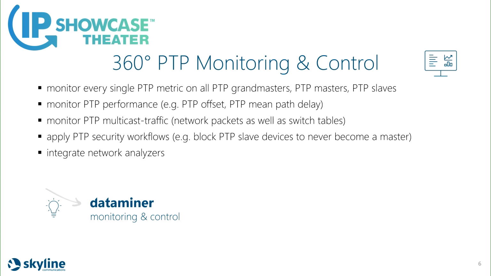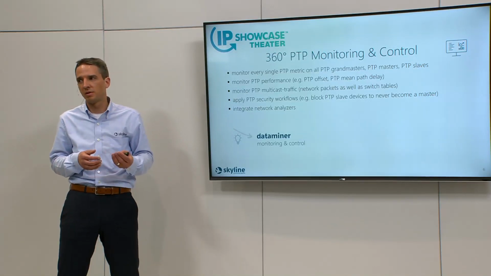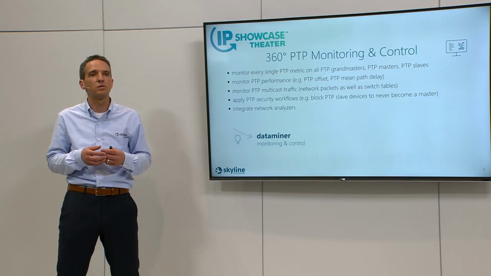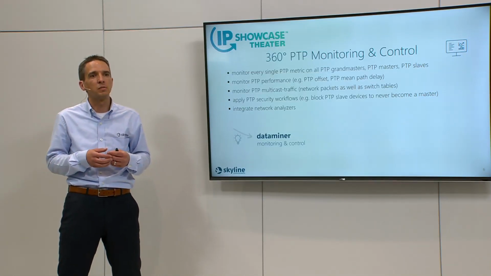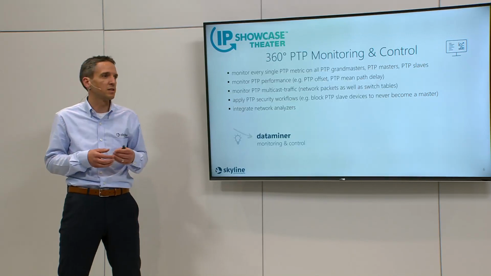Also monitor the PTP multicast traffic, not only your PTP settings, but also the multicast traffic. Therefore, we can integrate with network analyzers to really look into the packets. But at the same time, we talk to the switch fabric via the native APIs to get routing tables, snooping tables, or the unicast traffic to see what's going on in there. If the PTP traffic really shows up where it should show up, or sometimes the other way around. We see also multicast traffic where there should not be any multicast traffic.